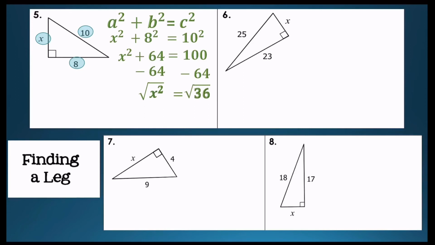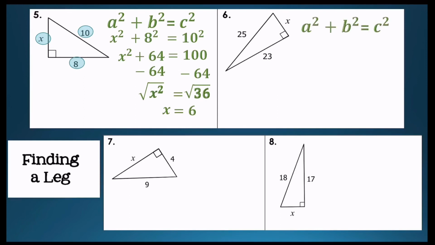The square root of x squared will always be x. That's the whole reason we did it. The square root of 36 is 6. I found my leg. And it's a leg, so your leg should be shorter than your hypotenuse. And in this case, it is. So we are okay. So let's go look at my next one, okay?